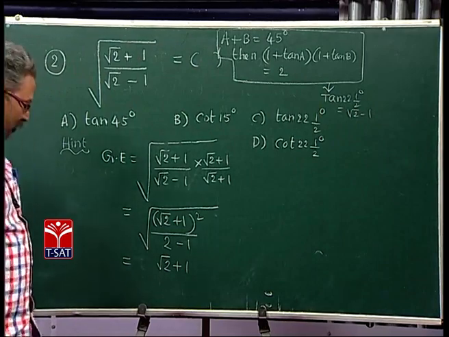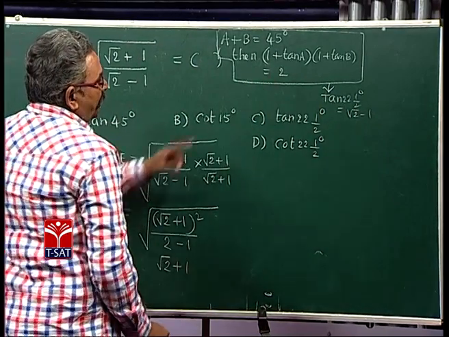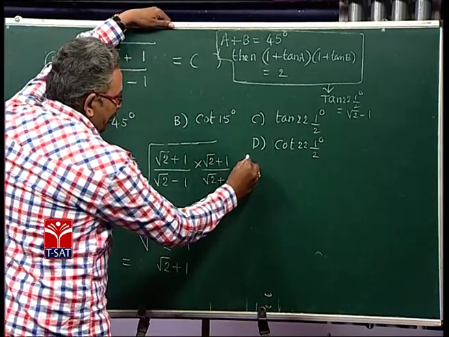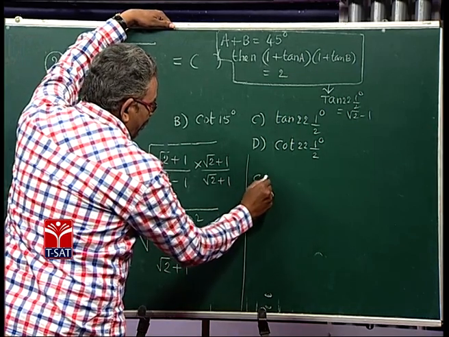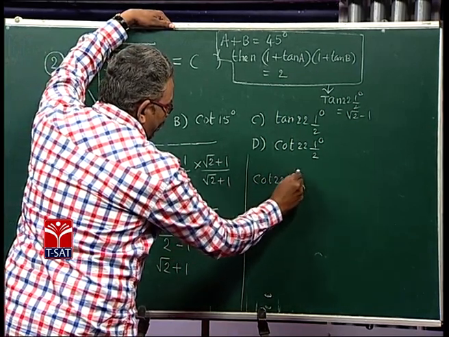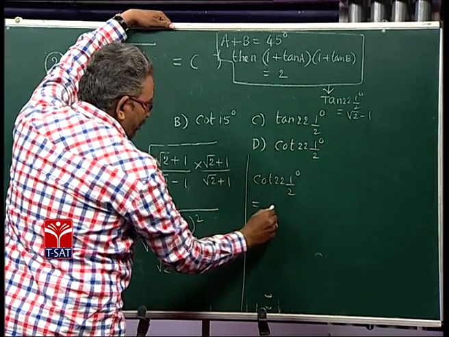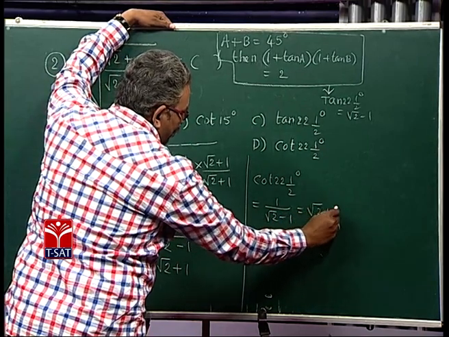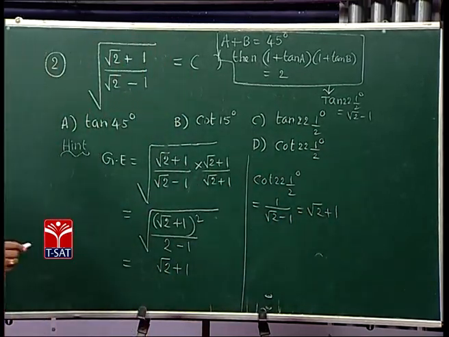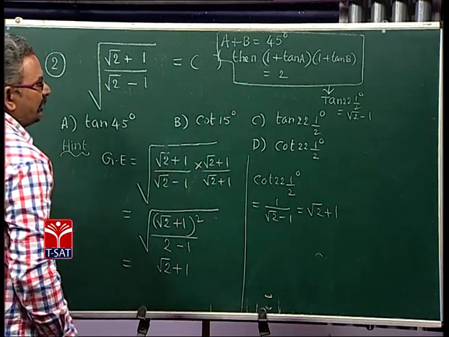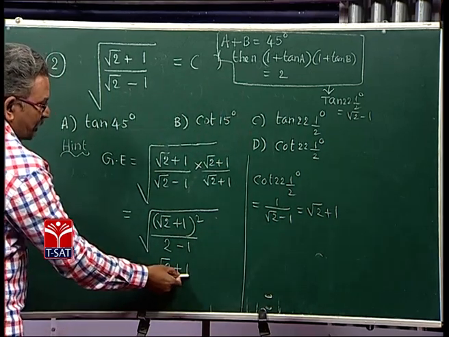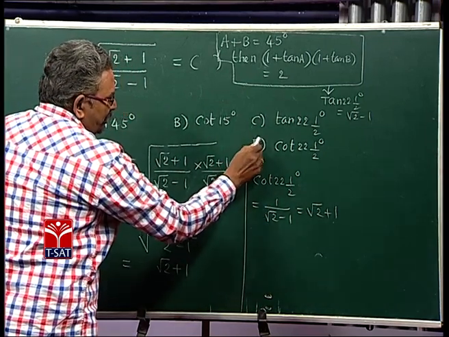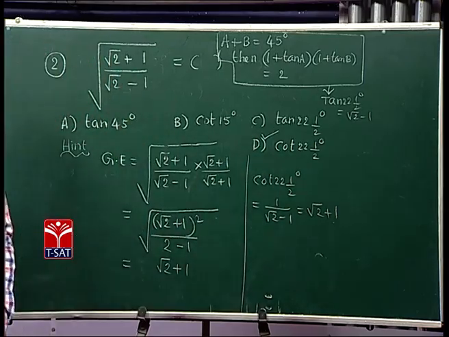Okay. Now, here, the reciprocal means cot 22.5. Cot 22.5 is 1 by tan 22.5, 1 by root 2 minus 1. If you rationalize, you get root 2 plus 1. That is why, which is the right option here? Since our answer is root 2 plus 1, root 2 plus 1 is equal to cot 22.5. So it is obvious that D will be the right option.